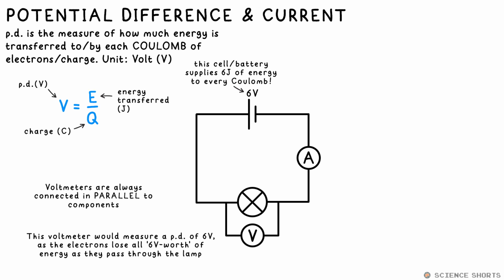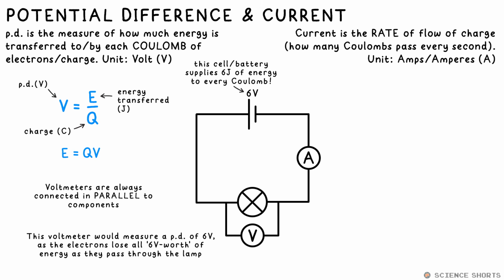Here's the equation for PD or voltage. PD in volts is equal to energy in joules divided by charge in coulombs. V is equal to E over Q. Q is the symbol for charge, but it's measured in coulombs, C. You'll probably see the rearranged version, E equals QV, on your formula sheet.